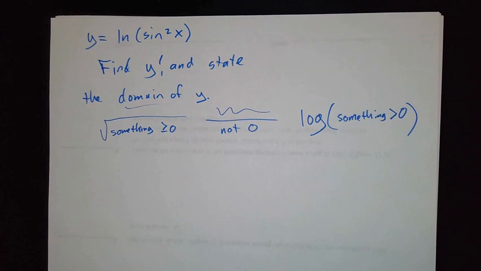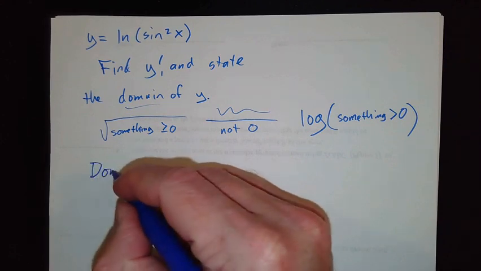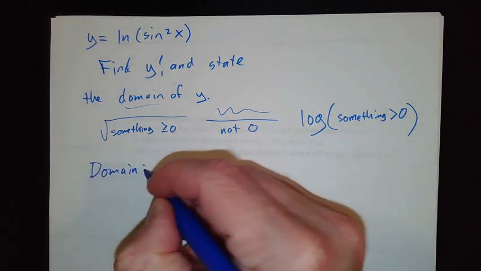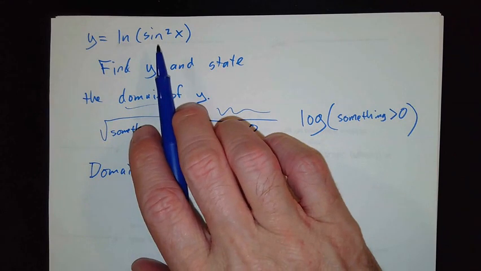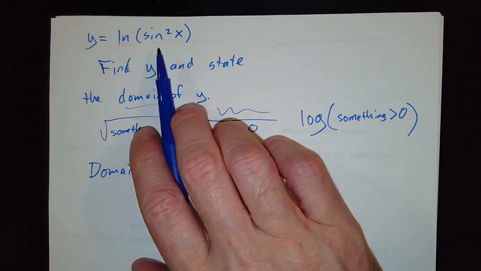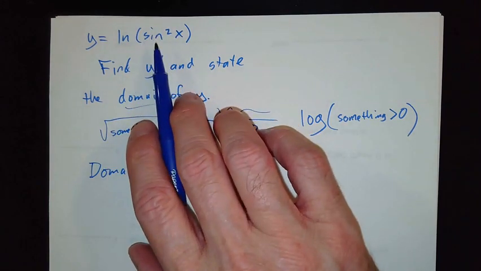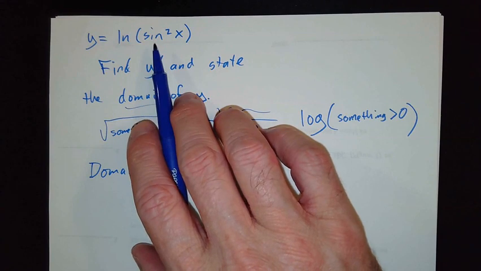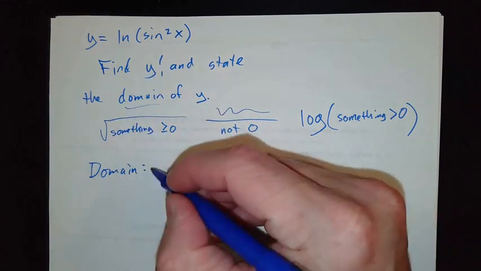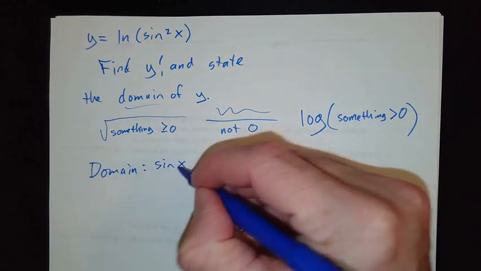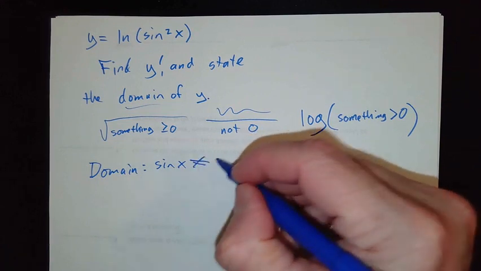All right, so first things first, well, maybe not. Since I'm talking about the domain, let's maybe talk about that. As far as the domain of this one goes, I just have to make sure, let's see, I'm squaring something, so it will certainly not ever be negative, so no worries there. I just have to make sure that sine squared is never equal to 0, which means I have to make sure that sine is not equal to 0. So the sine of x cannot be equal to 0.